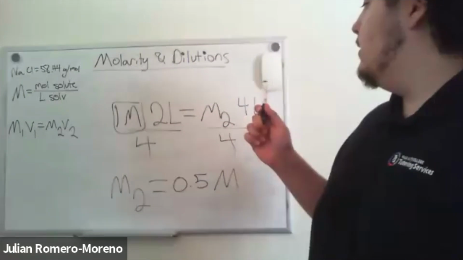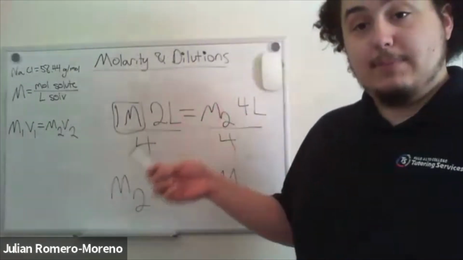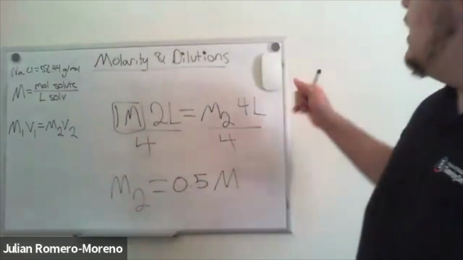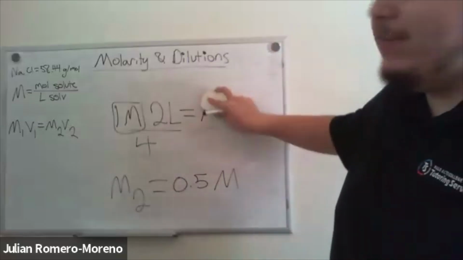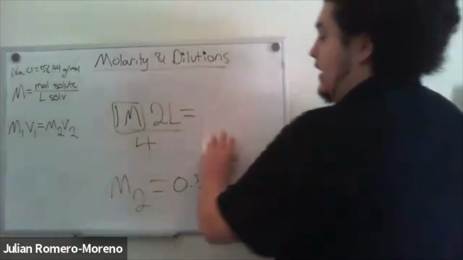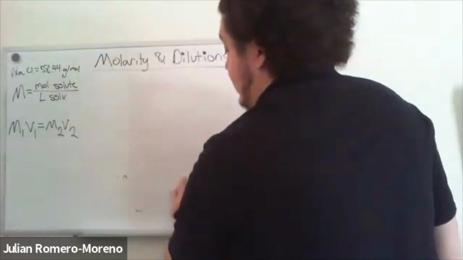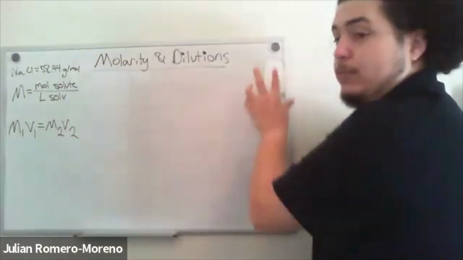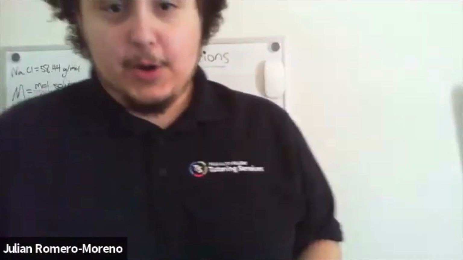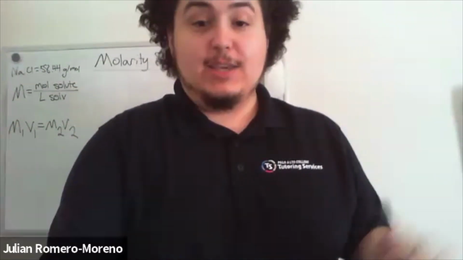With dilutions, the inverse can happen. You can remove solvent, and sometimes you can also be given the weight of your solvent and then have to use density to find out your volume of solvent. I hope that was helpful, and thank you so much for watching.